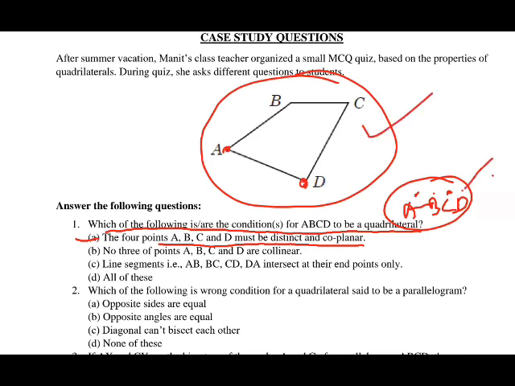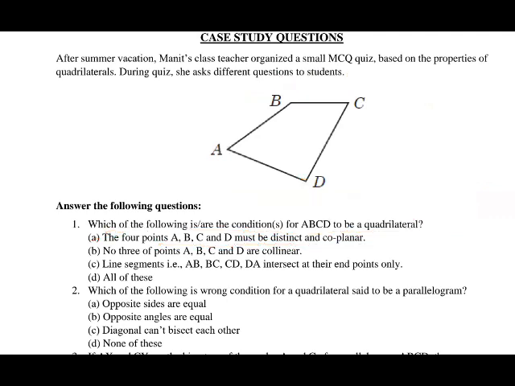Now the first point, is it right or wrong? The 4 points ABCD must be distinct and coplanar. What is coplanar? Coplanar means everything should be in a single plane, in the same space. It cannot be out of the space, like it cannot be 3D or something. Yes, right? This is correct. The next question.